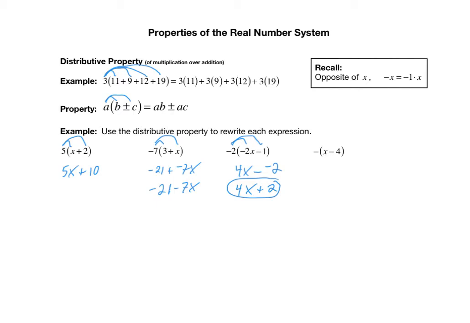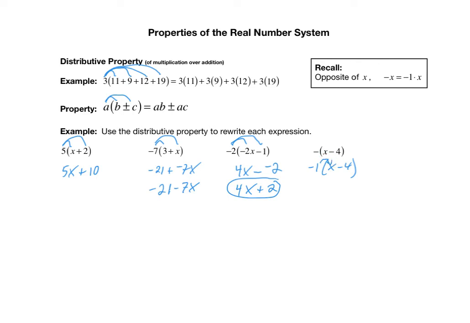And then finally, you might look at this one and say, well, what are we distributing? There's no number out here. I just see this sign. Well, first thing, let's recall that the opposite of x, this is technically the opposite of this difference of x and 4, is the same thing as negative 1 times the x. So this expression is the same thing as negative 1 times the x minus 4. So what we're really doing here is we're distributing in a negative 1.